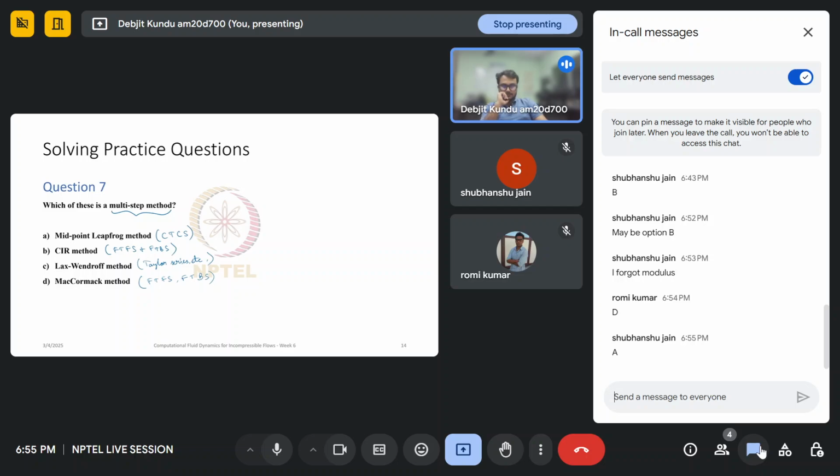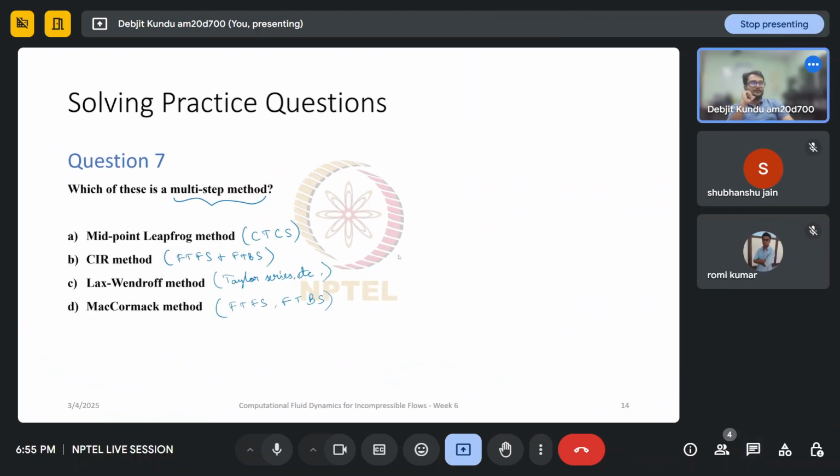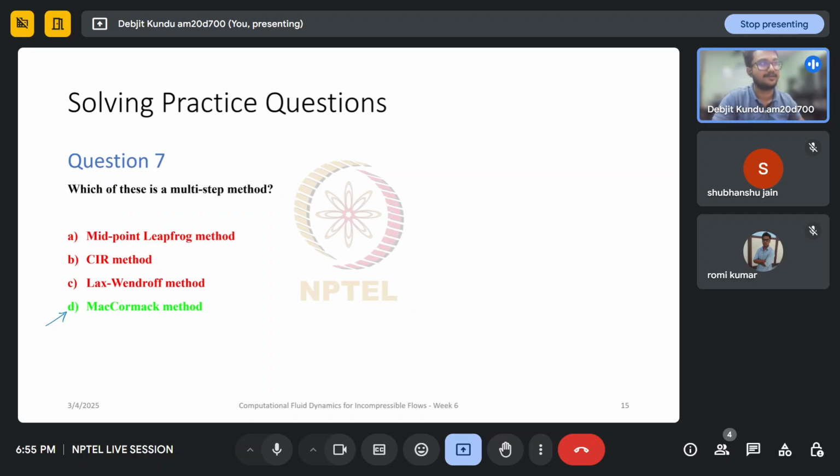All right, let's see. So we have two responses, one in favor of option B and one in favor of option A. So let's take a look at the solution. It's actually option D, McCormack method. So I forgot what McCormack method is. Let me just take a look.